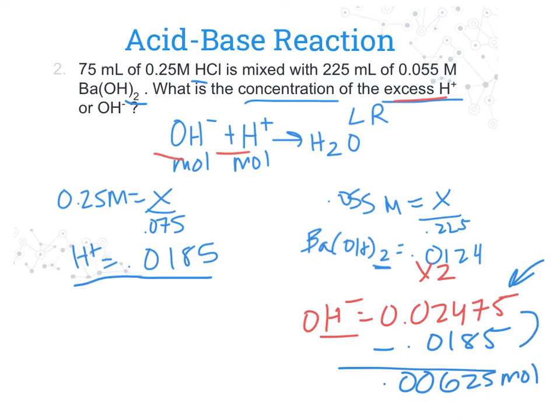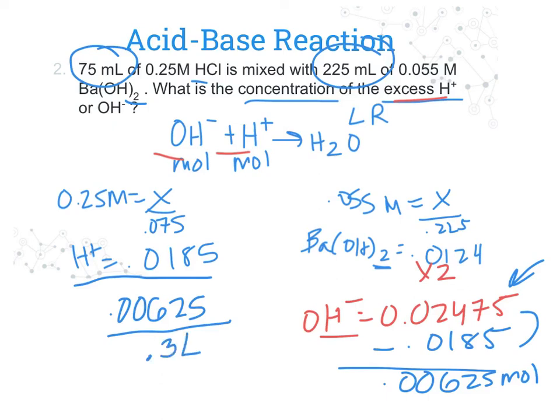But now we need to find the concentration. So our last step is just to take the moles of OH extra we just found and divide by the total volume. Now, because we mixed together 75 milliliters and 225 milliliters, my total volume is now 300 milliliters or 0.3 liters. So I divide this by 0.3, and what I get as my answer is 0.021 molar.